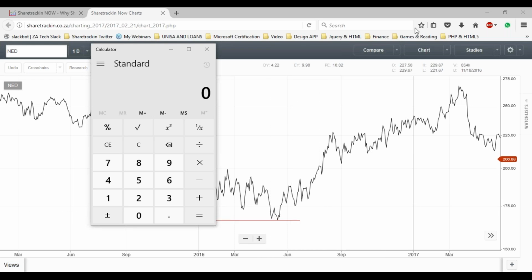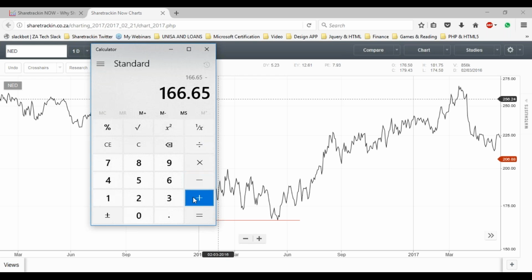So let's say we bought the share at 166.65. So what you do is you open up your calculator, you put in 166.65. Now what do we want to do? We want to calculate 15% of the 166.